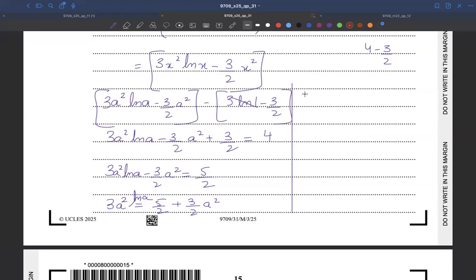So we'll get ln of a is equal to 5 upon 6a squared plus 3 upon 6. When 3 divides 3 upon 2 over here, this 3 and 3 cancel. So we'll get 1 upon 2, and a squared will also cancel out. So we'll just get 1 upon 2 over here.